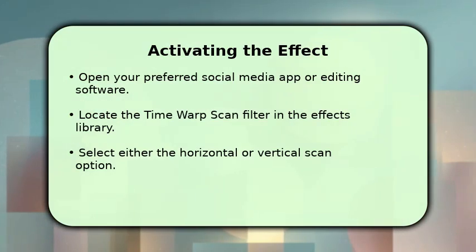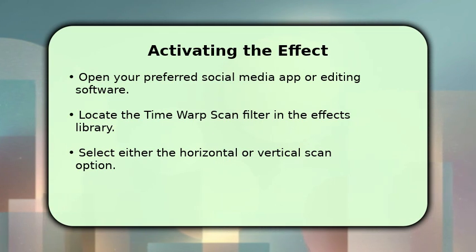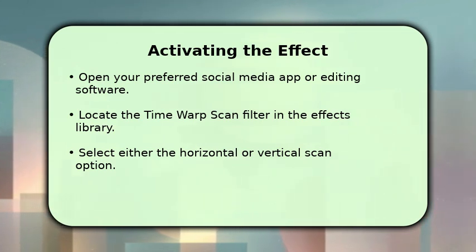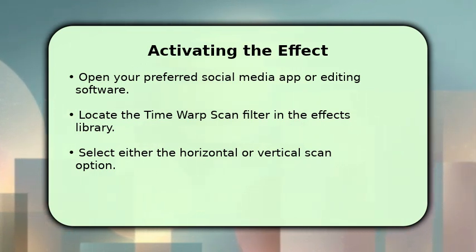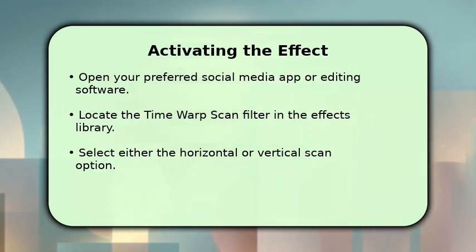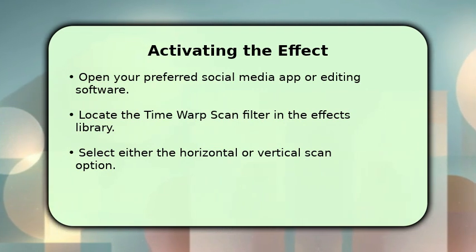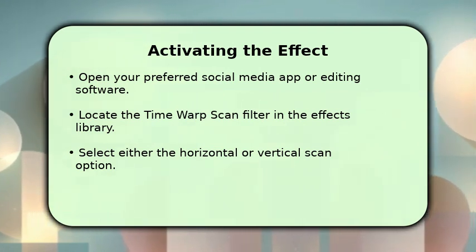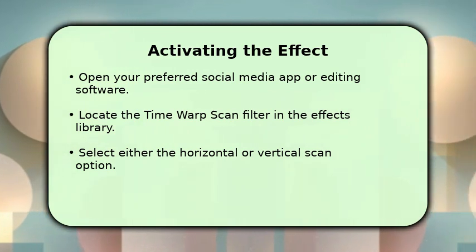To apply the filter, first open your chosen social media app or video editing software. Navigate to the effects library and easily find the time warp scan. You'll typically have the option to choose between a horizontal or vertical scan, depending on the effect you desire. Once selected, simply tap the record button and let the magic happen as the blue line moves across your screen.